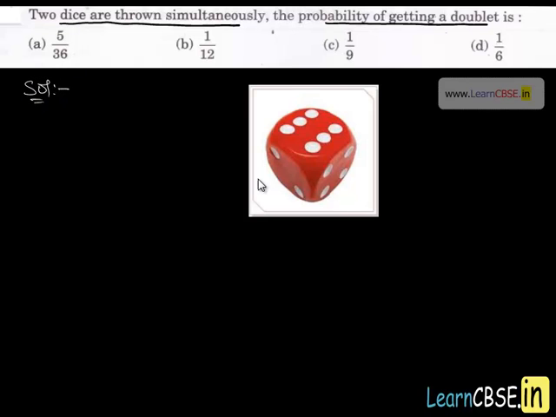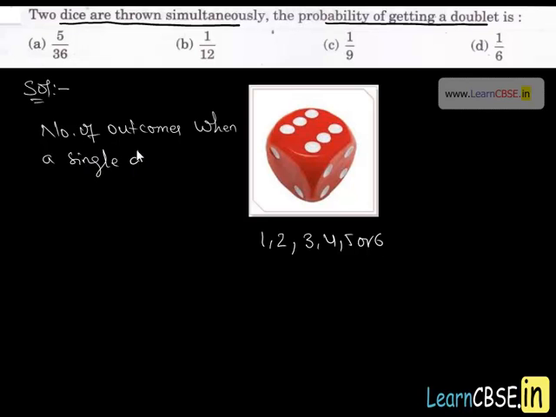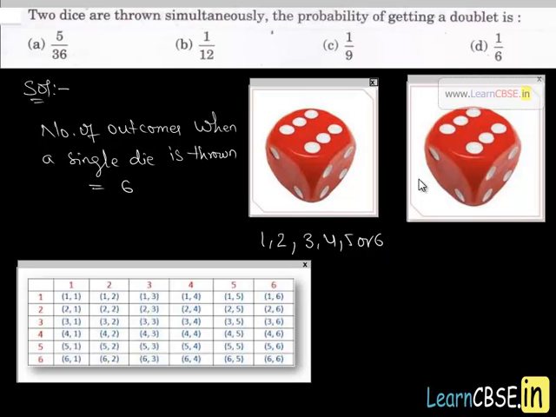Let's work out the solution. On throwing a single die, one of the numbers 1, 2, 3, 4, 5 or 6 may appear on the upper face of the die. So, the number of outcomes when a single die is thrown is equal to 6.